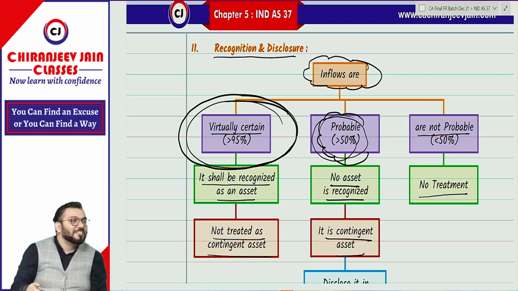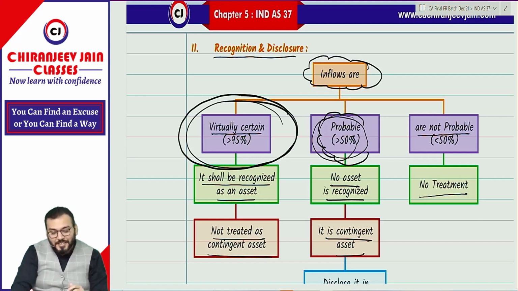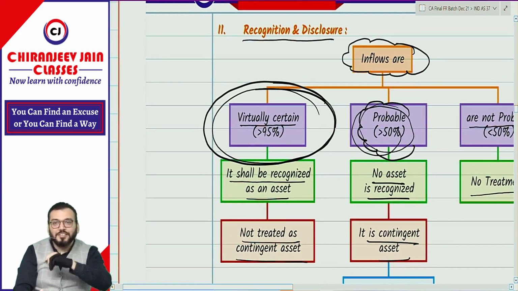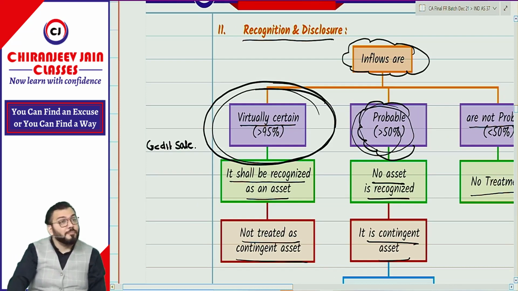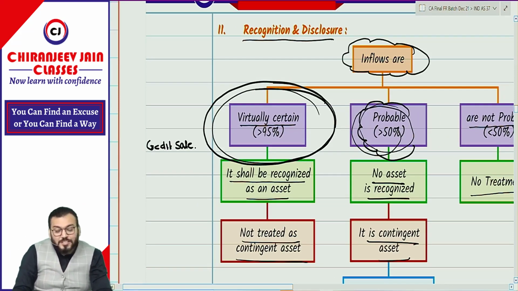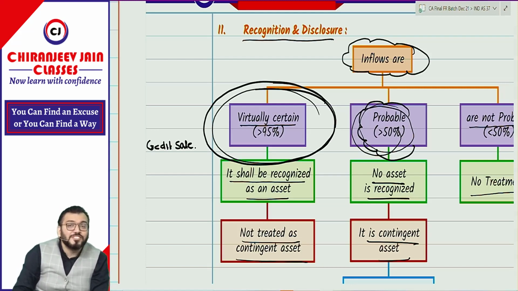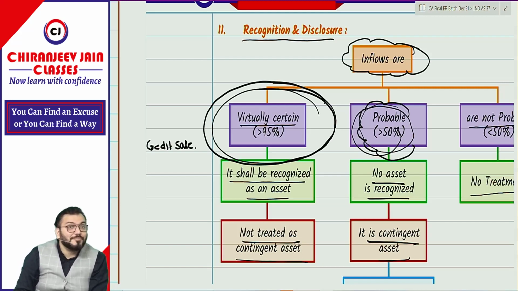Very good. Excellent. Debtor is one of the examples. Let's see how it is correct. Can I say we always recognize credit sale? From childhood we are recognizing credit sale. My question to you, whether for credit sale inflow is certain or not certain? Not certain, but it is virtually certain.